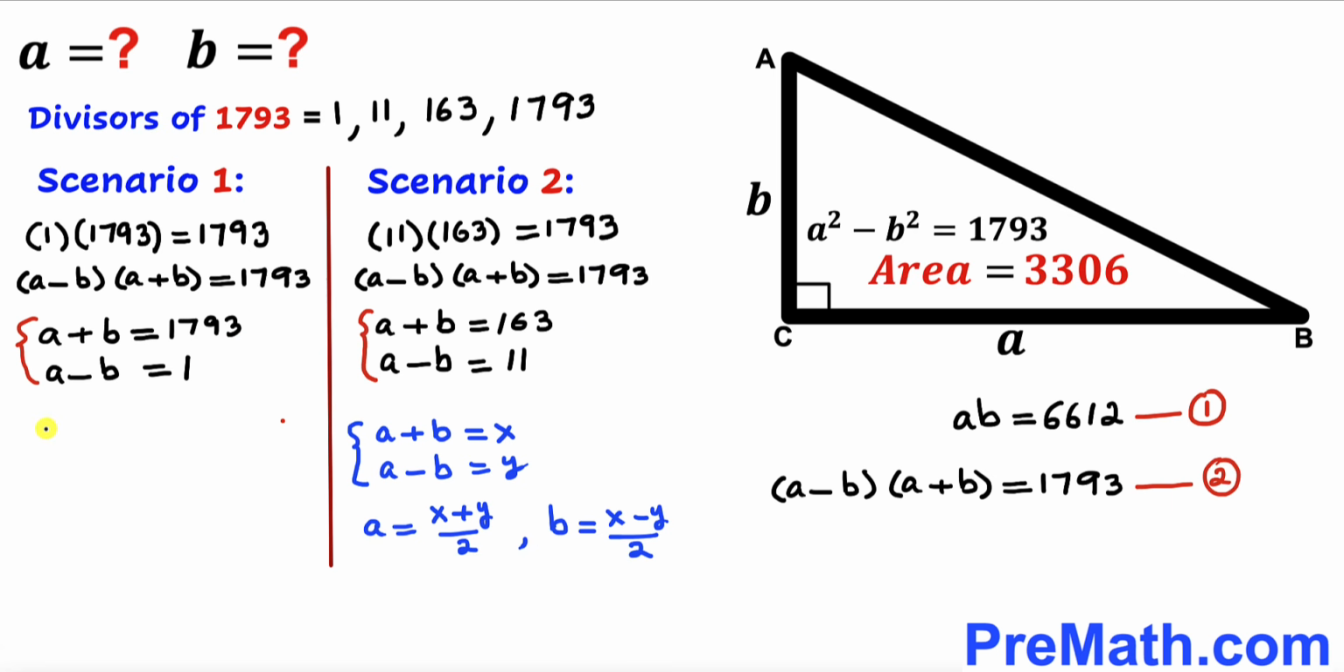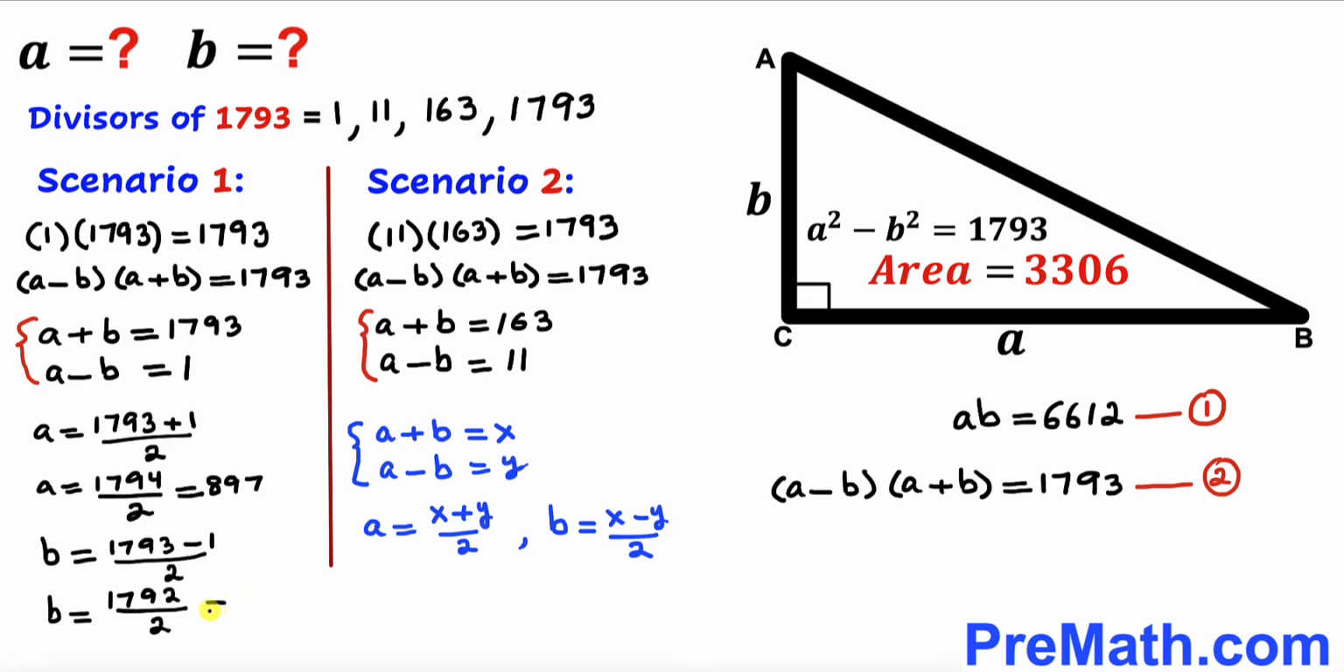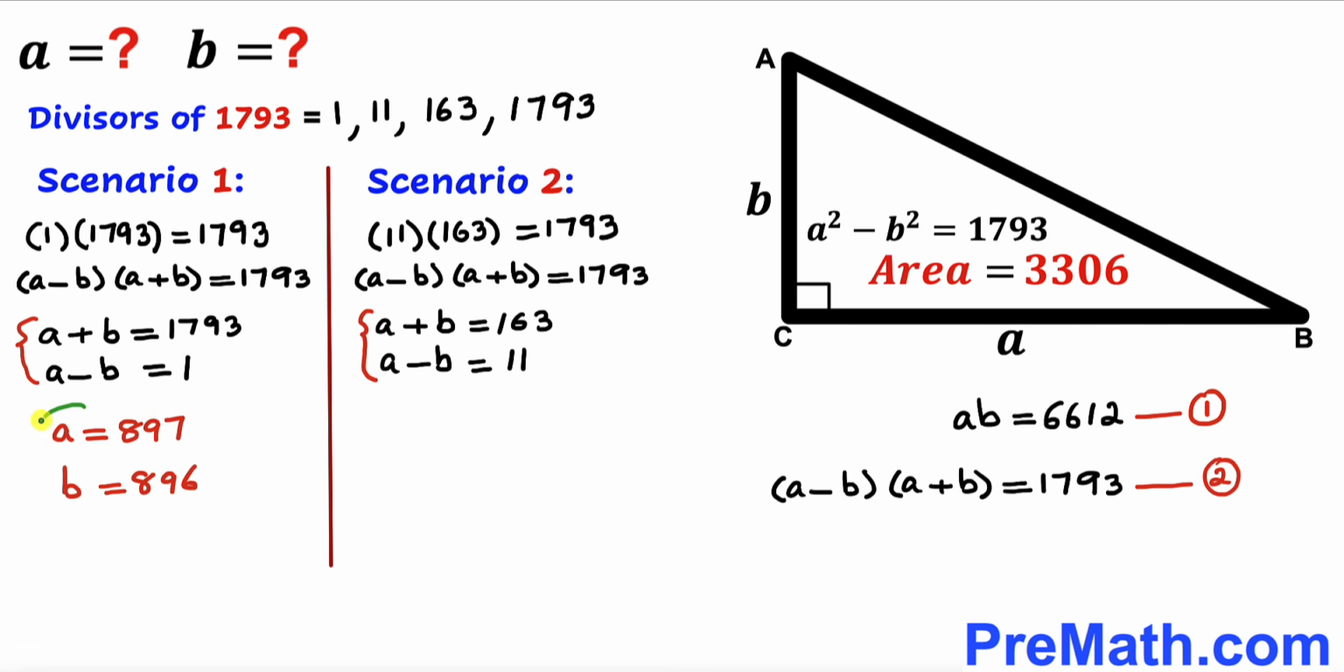So our a value is 1793 plus 1 divided by 2, which equals 897. Likewise, the b value is 1793 minus 1 all over 2, which equals 896. Thus a is 897 and b is 896 for scenario 1.